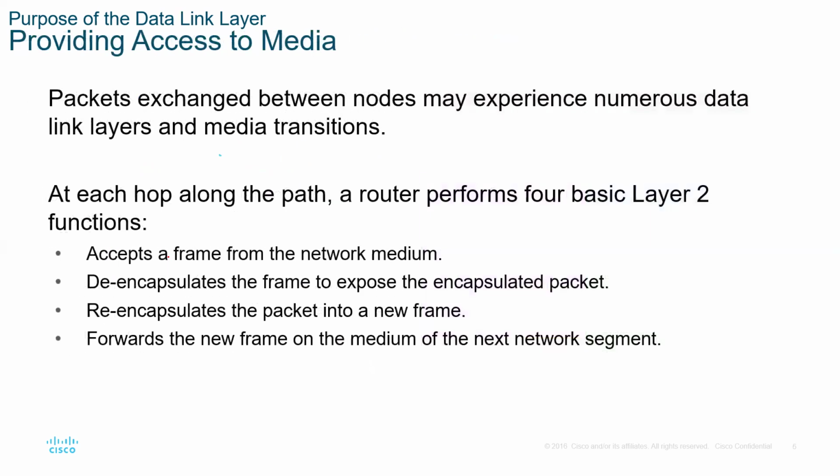All right, providing access to the media. Packets exchanged between nodes may experience numerous data link layers and media transitions. At each hop along the path, a router performs 4 basic layer 2 functions. It accepts a frame from the network medium, de-encapsulates the frame to expose the encapsulated packet, re-encapsulates the packet into a new frame, and forwards the new frame on the medium of the next network segment.